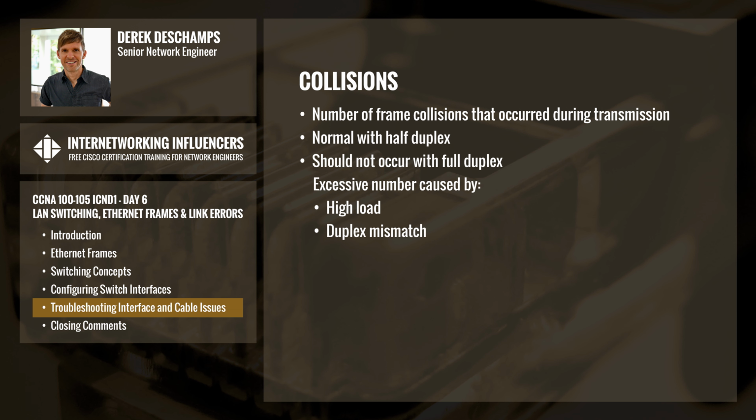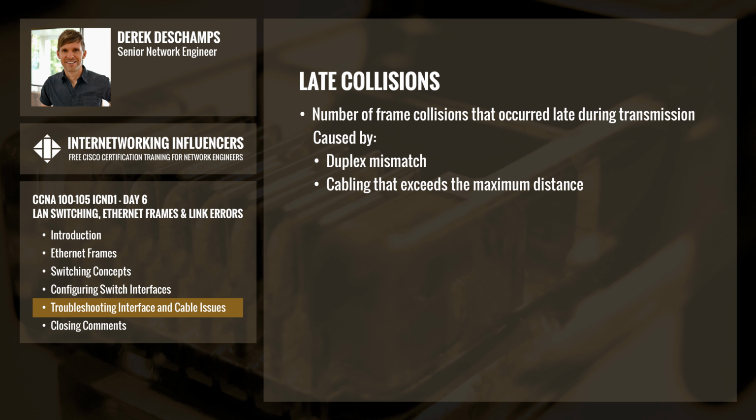Collisions are the number of frame collisions that occur during transmission. Collisions are normal with half duplex, but should not occur with full duplex. An excessive number of collisions can be caused by a high load or by a duplex mismatch. Late collisions are the number of frame collisions that occurred late during transmission. Late collisions can be caused by a duplex mismatch or by cabling that exceeds the maximum distance.